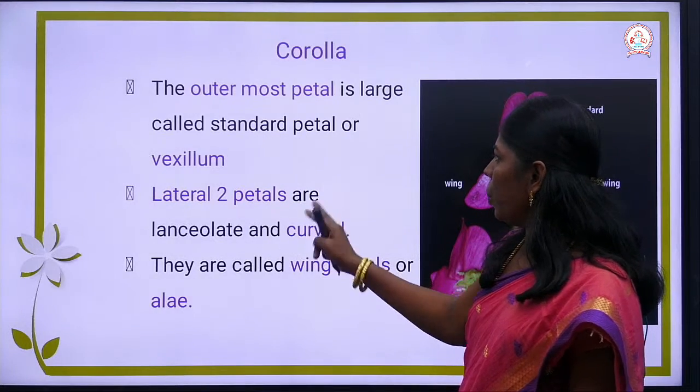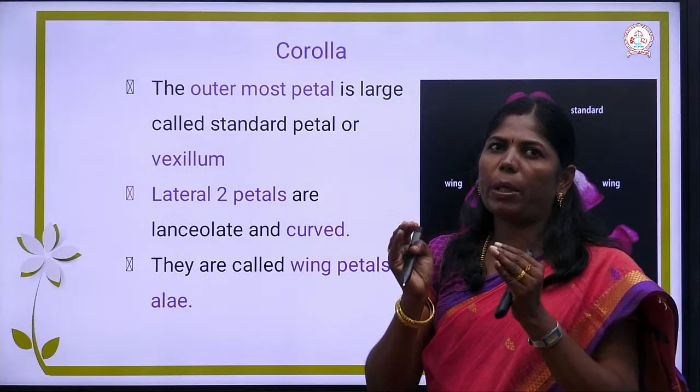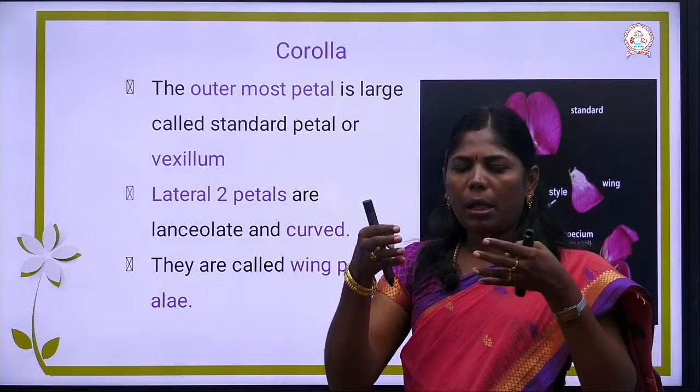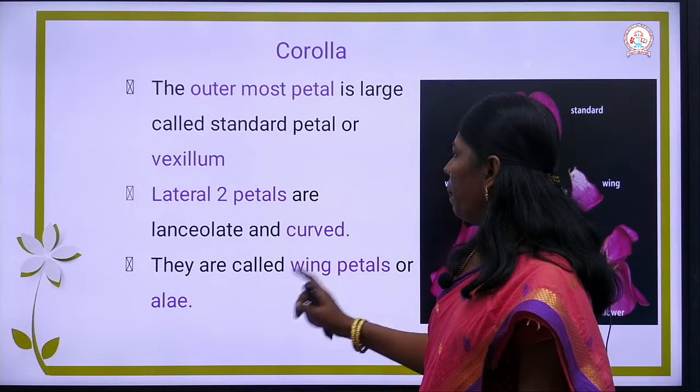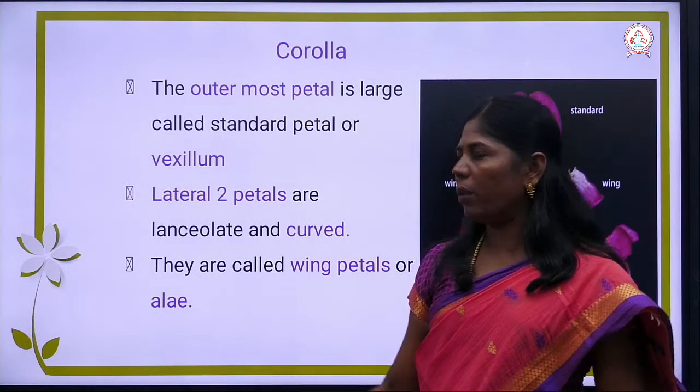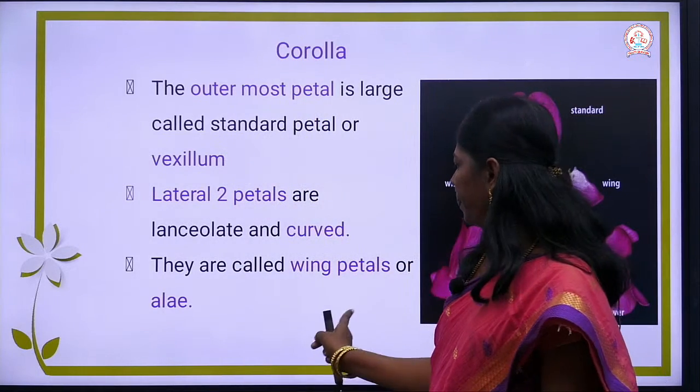Okay, so the lateral two petals here are curved, a little bent. Clave means their basal part is slightly curved. So they are called the wing petals. Lateral petals are called wing petals, the posterior petal is called vexillum.